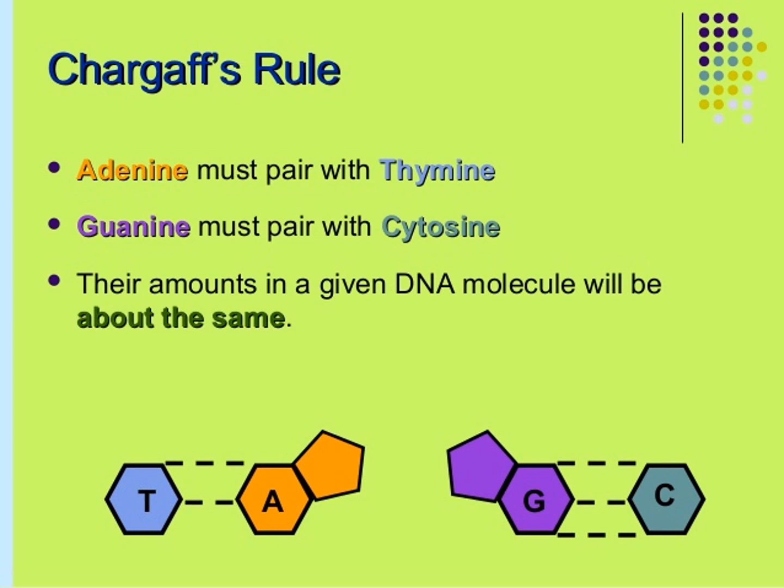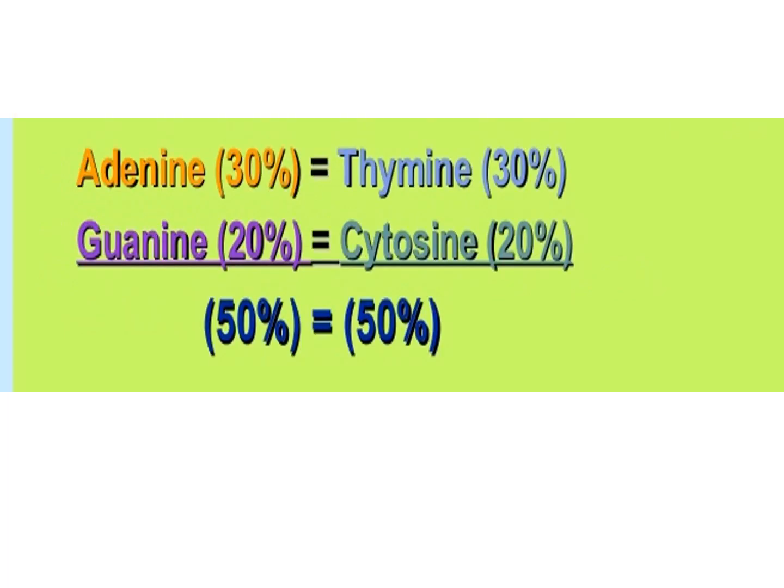Okay. And the Chargaff rules also describe that the amounts in a given DNA molecule will be about the same. That means, for example, if the percentage of adenine is 40%, automatically the percentage of thymine is also 40%. And if guanine is 60%, automatically the percentage of cytosine is 60%. So here they have given the percentage of adenine as 30%, thymine 30%, guanine 20%, cytosine 20%. So here you have to calculate adenine and guanine is 50%. So automatically the remaining 50% is thymine and cytosine.